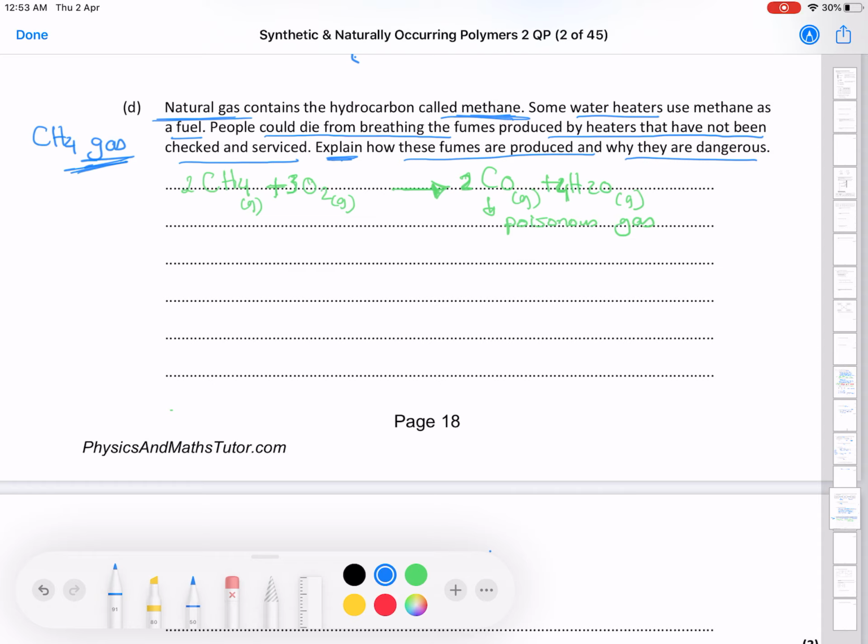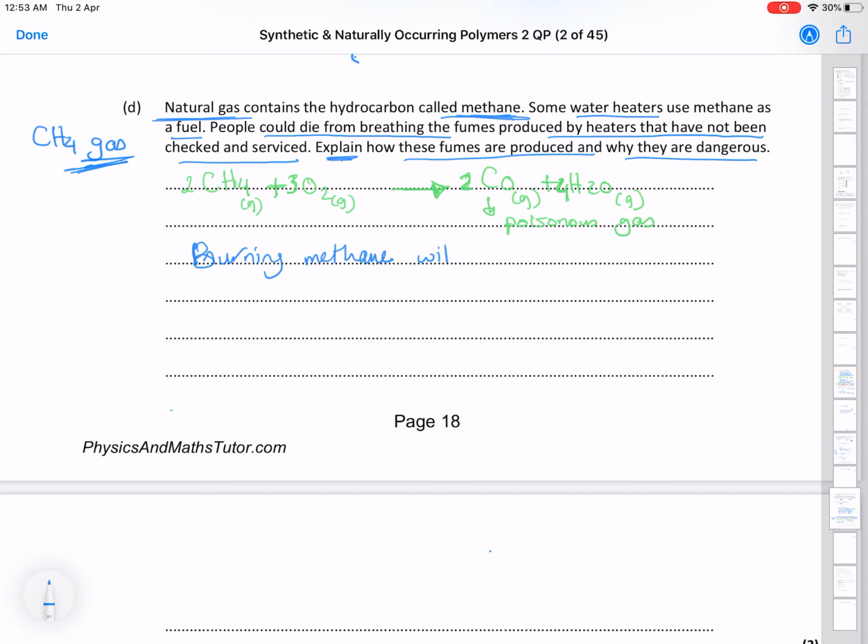So the reason here, if I want to phrase it, is that burning methane, or using it as a fuel, will result in carbon monoxide formation due to incomplete combustion. Complete combustion, just for your information, produces carbon dioxide, which can just go to the atmosphere. But carbon monoxide is a poisonous gas. It comes from the incomplete combustion.